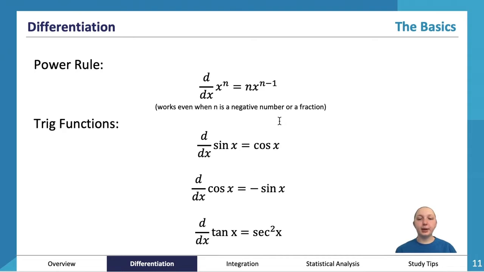Then looking at your basic trigonometric differentiations, the derivative of sine x is cos x, the derivative of cos x equals negative sine x, and the derivative of tan x equals sec squared x. That's really all there is to that. They do get a little more complicated when you start putting f(x) in there, but we'll have a look at that later on.